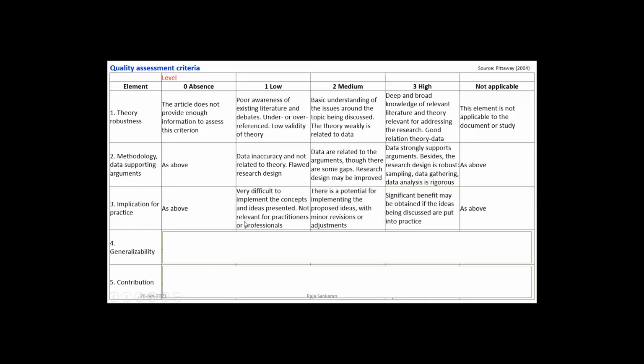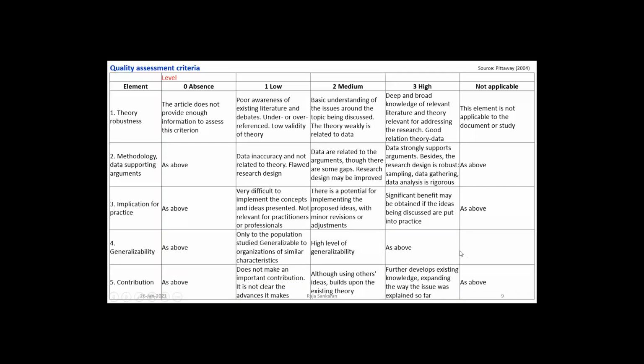Similarly, implication for the practice, the generalizability, as well as the contribution. So on these 5 different elements, you could give a scoring of 0, 1, 2, and 3. You can arrive at a score and eventually you can decide. You can also have a cutoff criteria. I'll give you a quick example.